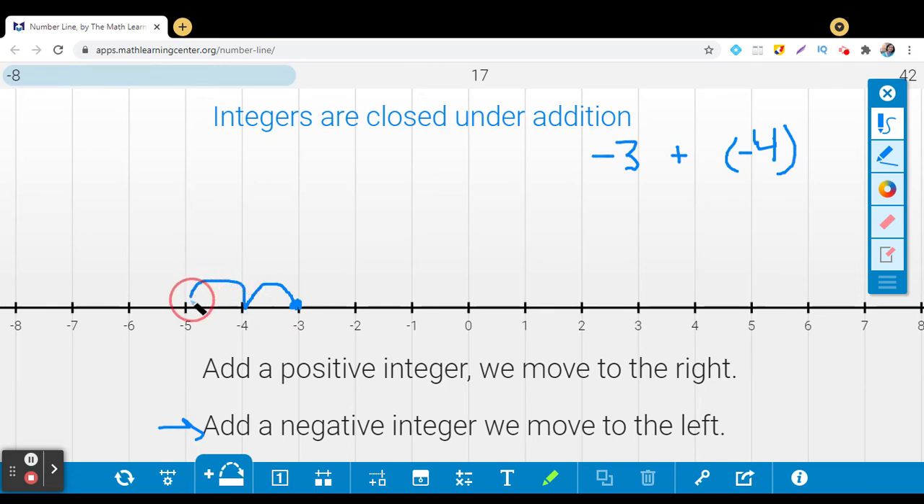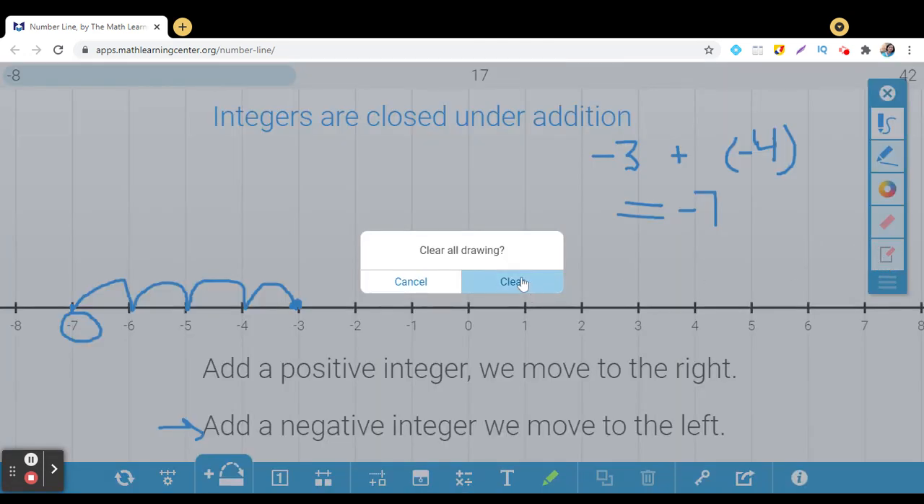1, 2, 3, and this is 4. So what is the answer? The answer is minus 7. So when you add two negative integers, you add the numeric values and put a negative sign. So 3 plus 4 gives us 7, and you put a negative sign to get the answer. Let us take one more example.